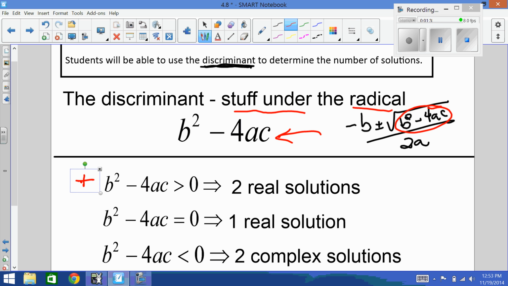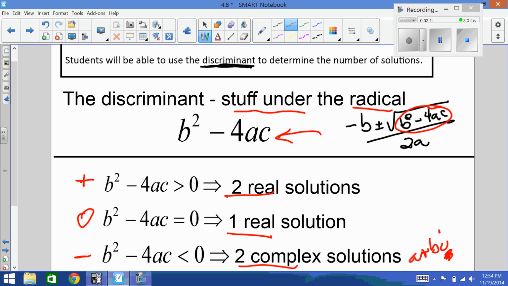If I plug it in and simplify it and I actually get 0, in other words, it's equal to 0, that means I get one real solution. Or if I plug it in, b squared minus 4ac, and end up getting a negative value, because a negative is less than 0, that means I have two complex solutions. That means my answers will have the form a plus bi. In other words, I'll have an i in my answer. But we don't want the actual answers. We want to know, is it two real, one real, or two complex? That's all we want to do.